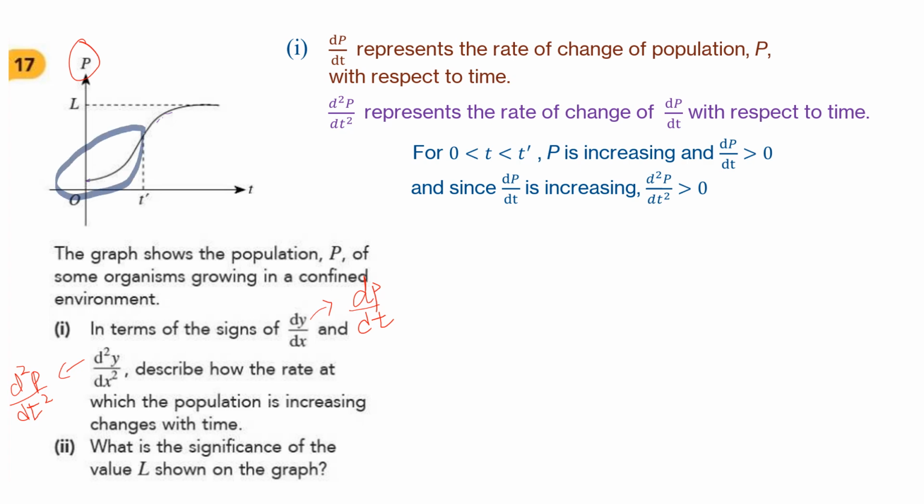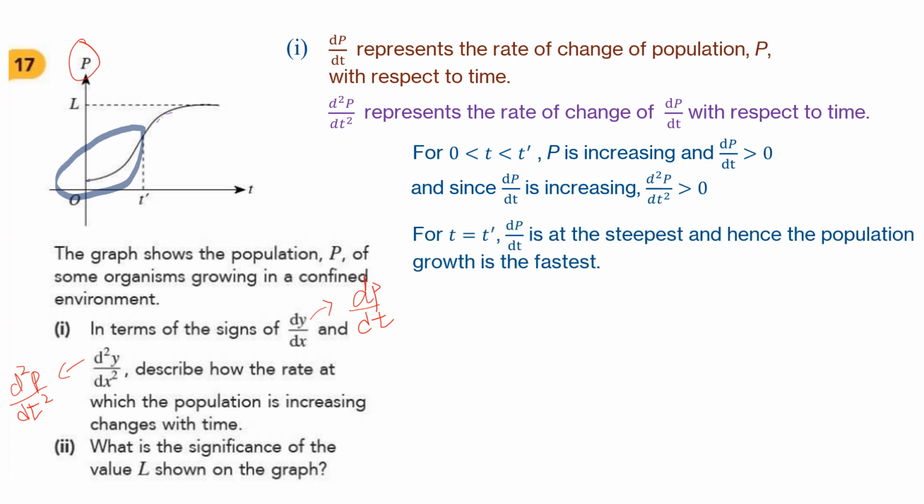Okay, all right. So this part of the curve, when t is more than 0 and less than t prime, your p, as we explained just now, is increasing. And if p is increasing, it means the rate of change dp over dt, the gradient function, is positive, so more than 0. And since dp over dt is positive, it means d squared p over dt squared is more than 0.